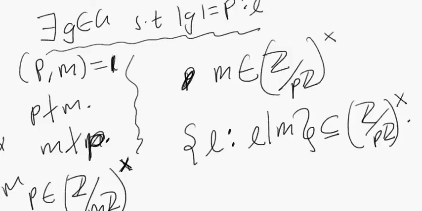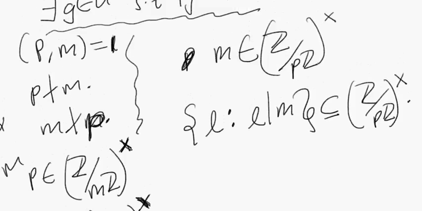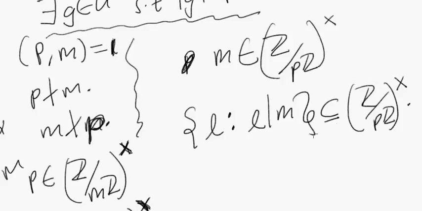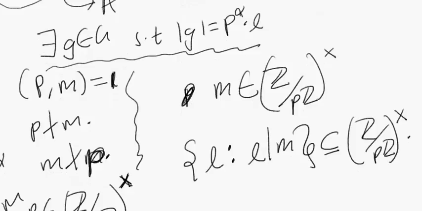Is that even true? Well, sure it is, but it's going to be mod p. So every divisor of m is going to be an element of Z mod pZ star, considered mod p. But once again, it's unclear how that guarantees us that we have an element of the group whose order is p to the alpha times L.